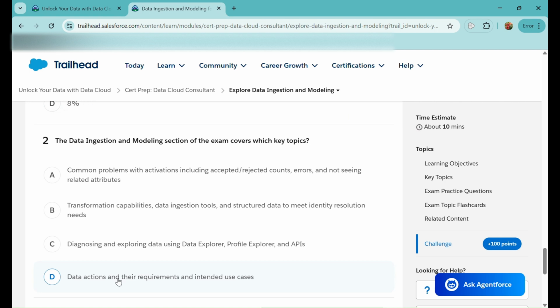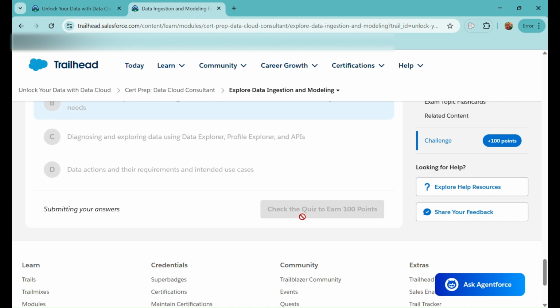Second question is, the data ingestion and modeling section of the exam covers which key topics? First option is common problems with activations including accepted and rejected counts, errors, and not seeing related attributes. Second option is transformation capabilities, data ingestion tools, and structured data to meet identity resolution. Third option is diagnosing and exploring data using Data Explorer, Profile Explorer, and APIs. And the last one is data actions and their requirements and intended use case. So B option should be the correct one.